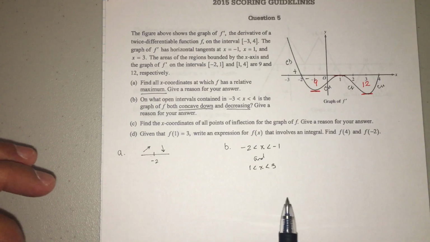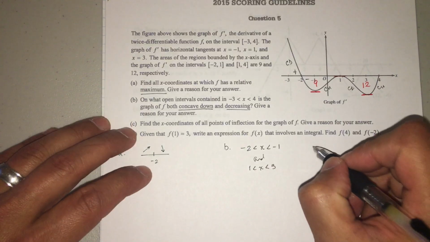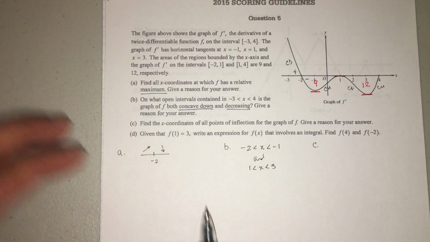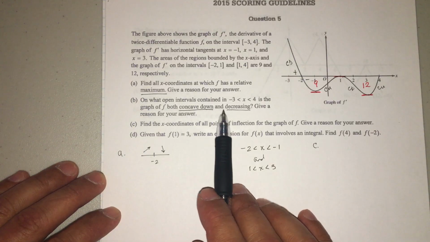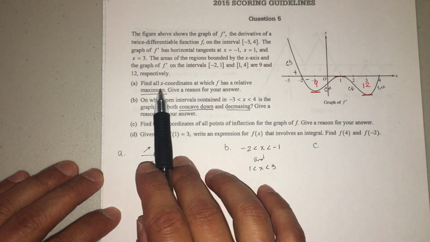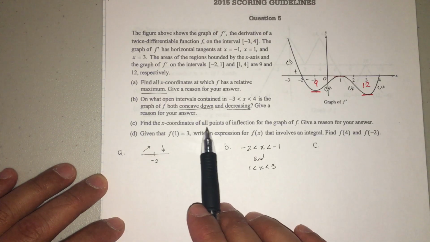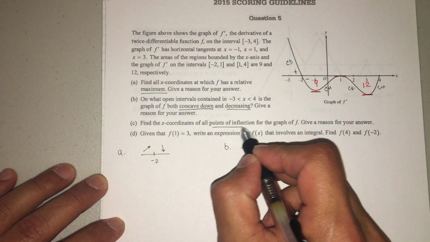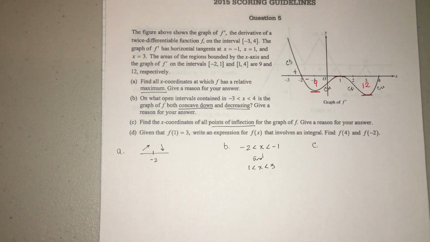Whatever you think is going to be helpful for them to understand what you're demonstrating, okay? But that's it. So you notice, hey, the last 2 years, 2013, 2014, now 2015, they asked the same thing, right? Maximum, they asked the same thing. Part C. Find the x-coordinate of all points of inflection for the graph of f. Give the reason for your answer.